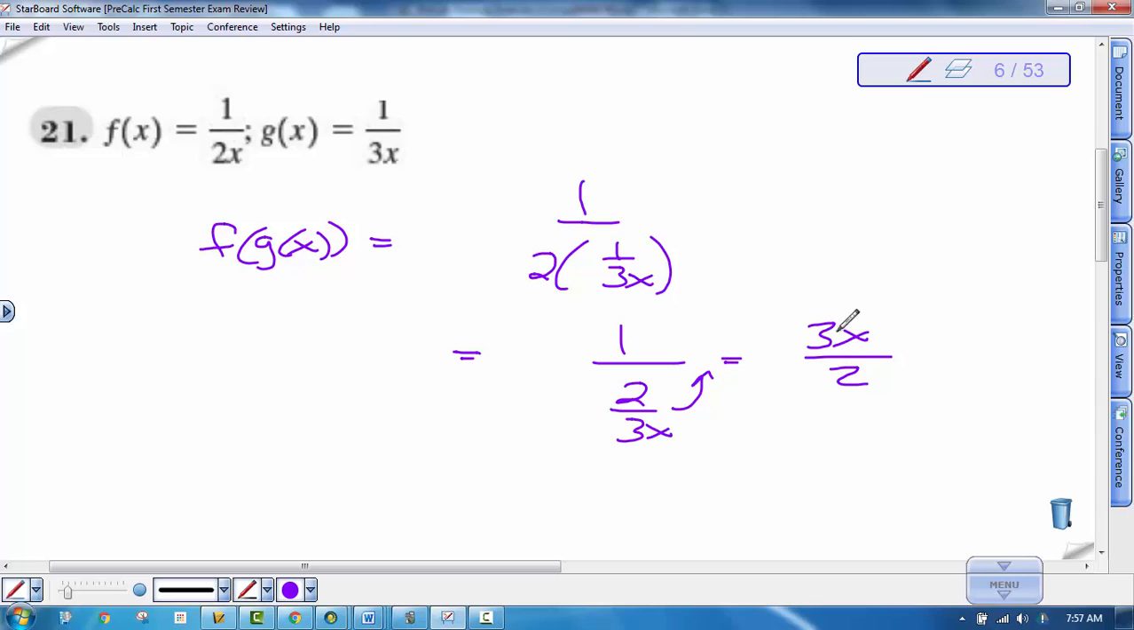Now there are no restrictions on this domain. So according to this, my domain would be all real numbers. That's just a line with a slope of 3 over 2. But I have to look at my original function g, and there is a restriction here.